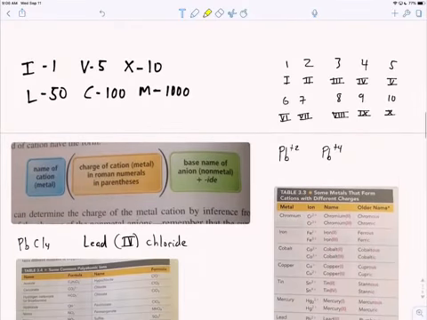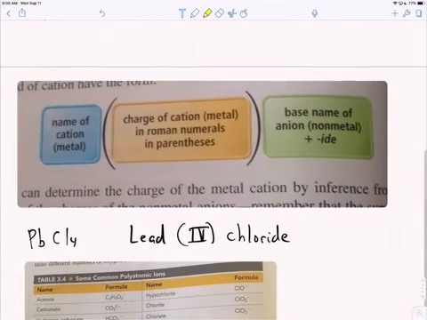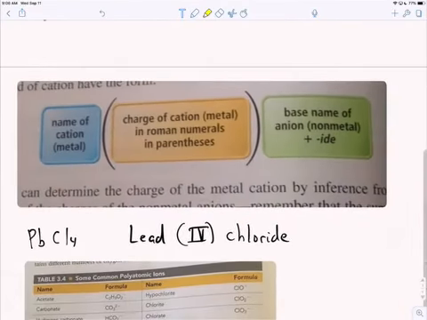And what about things with more than one charge? Same idea: say the name of the metal, and then in speaking, you say the number. In writing, you put the number of the charge in Roman numerals, and then the same base name of the anion plus IDE.